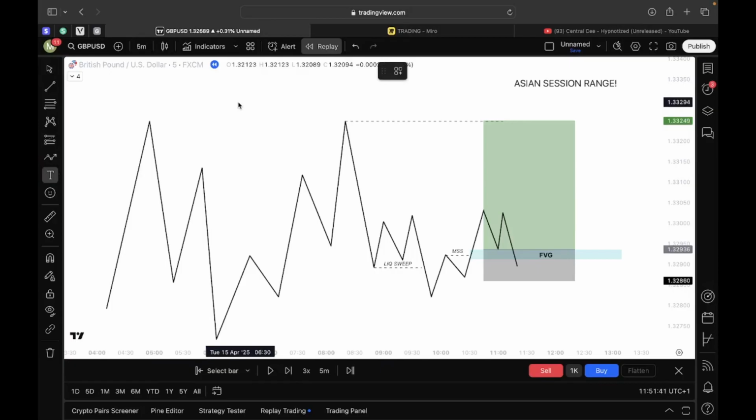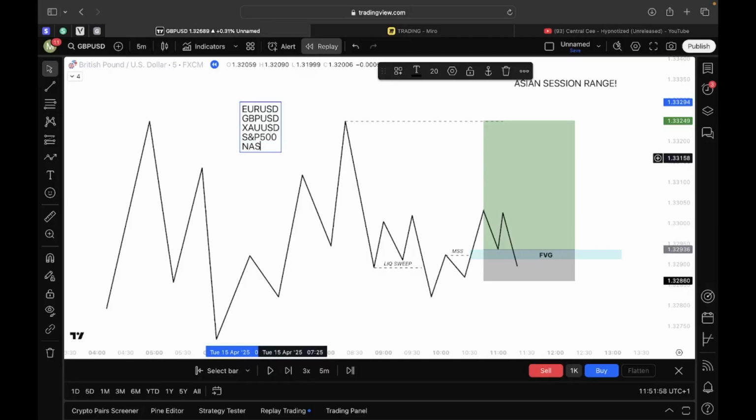Let me just show you exactly what pairs this works on. It works on EUR/USD, it works on GBP/USD, it works on XAU/USD, and it works on S&P 500. Also, it works on NAS100. Okay, so that's all the pairs that it actually works on.